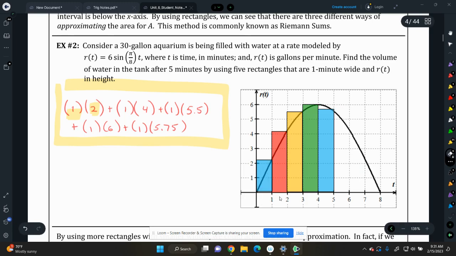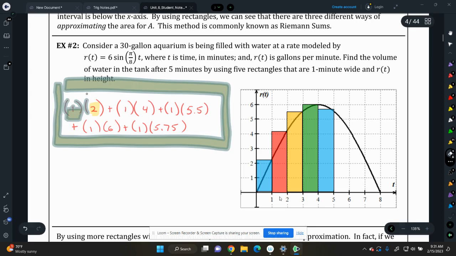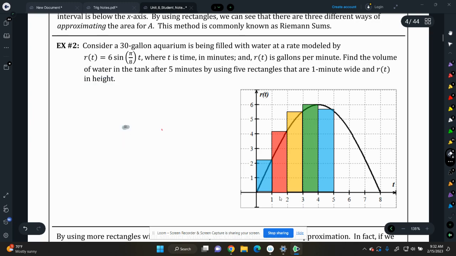The question says, the rate modeled by R of T equals 6 sine pi over 8. So can I get an exact value for the Y value? How would I do that? Yes, exactly. So we have a function representing the Y value. So look, this is what we're going to do. Good question. So I've got T. My Y value is R of T, right?